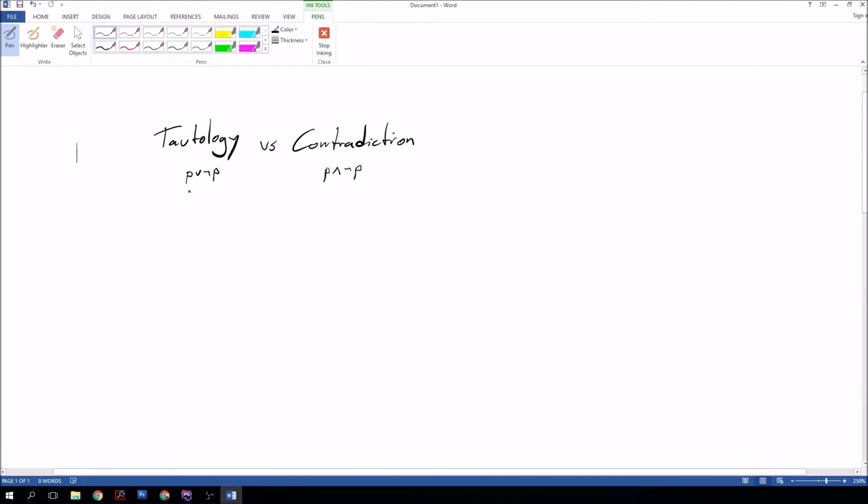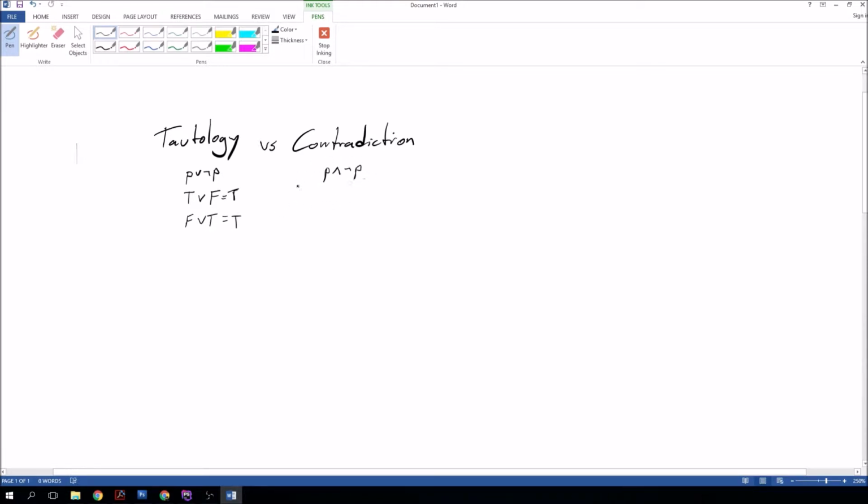So if the truth value of P is true, not P would be false. True or false is equal to true. Now, if the truth value of P is false, not P would be true. So false or true, again, is true.